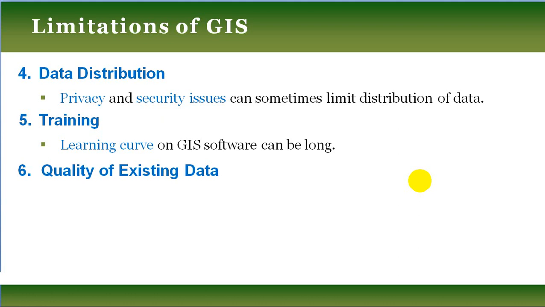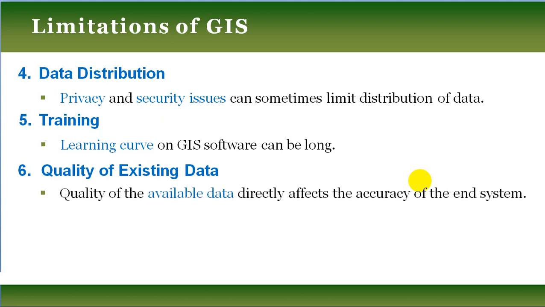So if you prepare GIS based on those maps or data, definitely your ultimate product will also contain a lot of errors. So this point you have to remember. The quality of the available data directly affects the accuracy of the end system.